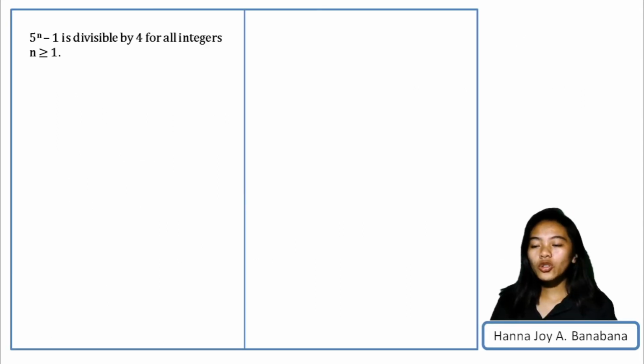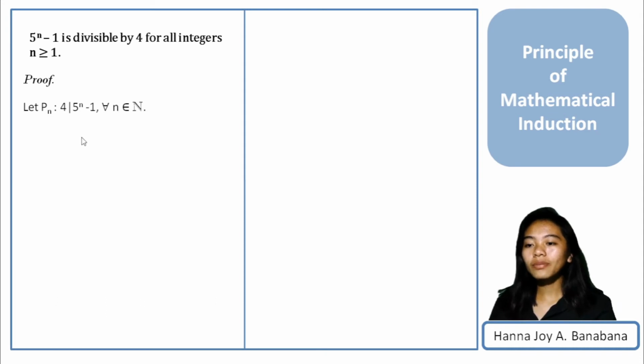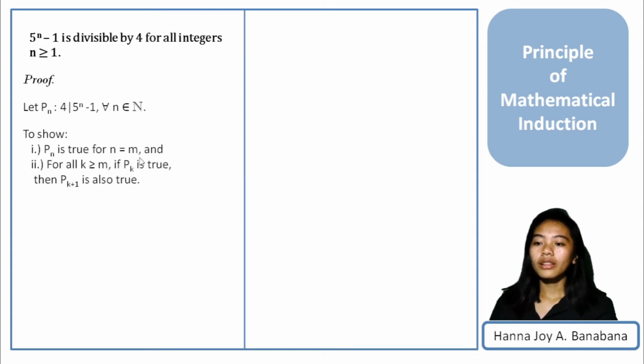Now, for us to show that 5 raised to n minus 1 is divisible by 4 for all integers n greater than or equal to 1, we will use the principle of mathematical induction. So that is, we'll let P sub n be 4 divides 5 raised to n minus 1 for all n element of N, where N is the set of all natural numbers or positive numbers.